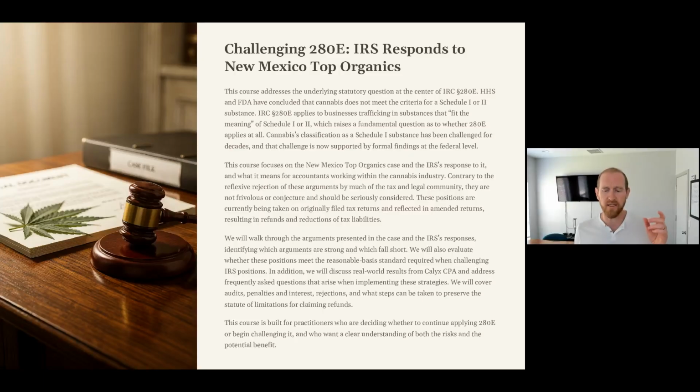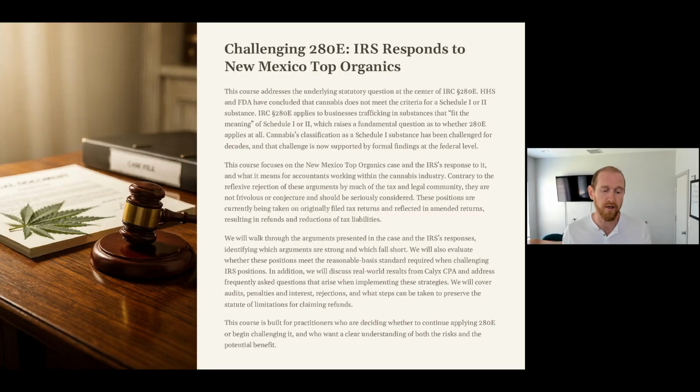Then the main crux of the whole thing is, do we have a reasonable basis for not reducing deductions and paying tax on phantom income ahead of rescheduling? So that is a big, big question. That's a question that I get asked a lot. We have been not reducing deductions ahead of rescheduling for a couple of years now.